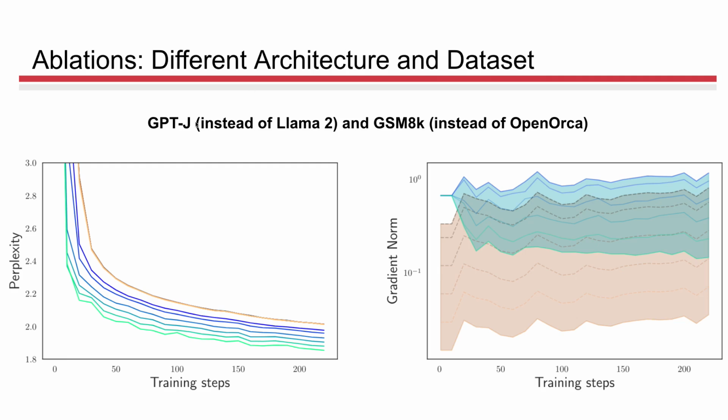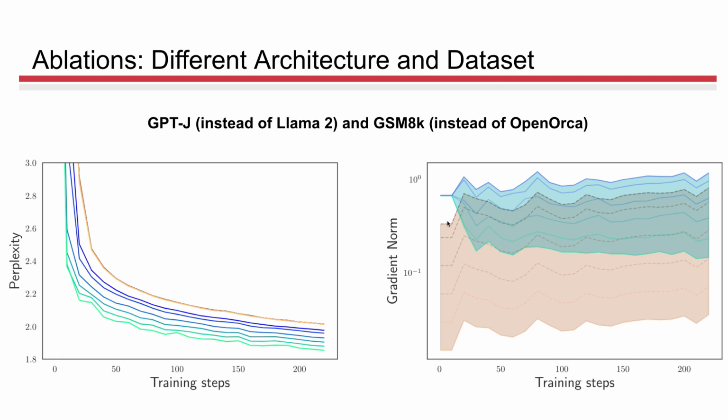For a different architecture, we use GPT-J instead of Llama 2, which is, I think, a 6 billion parameter model, and we use GSM8K instead of OpenORCA, and we get the same results, right? So for LoRA, the perplexity doesn't improve for higher ranks. For rsLoRA, it does.